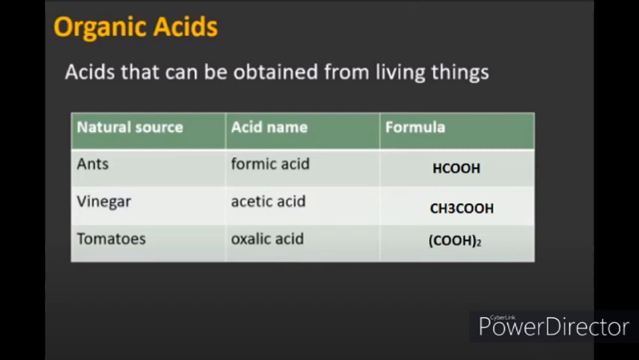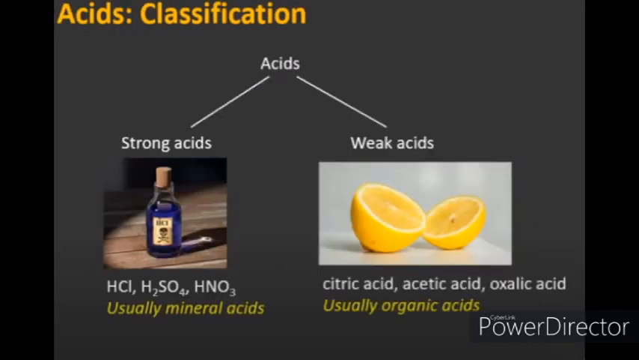And one more thing, these acids like formic acid, acetic acid, oxalic acid are not so strong. These are weak acids. Now let's classify the acids into two more subcategories: strong acid and weak acid. First we will study what strong acids are and how they are different from weak acids. Strong acids are the ones which completely dissociate into ions in water solution, whereas weak acids do not dissociate completely into ions in water solution.